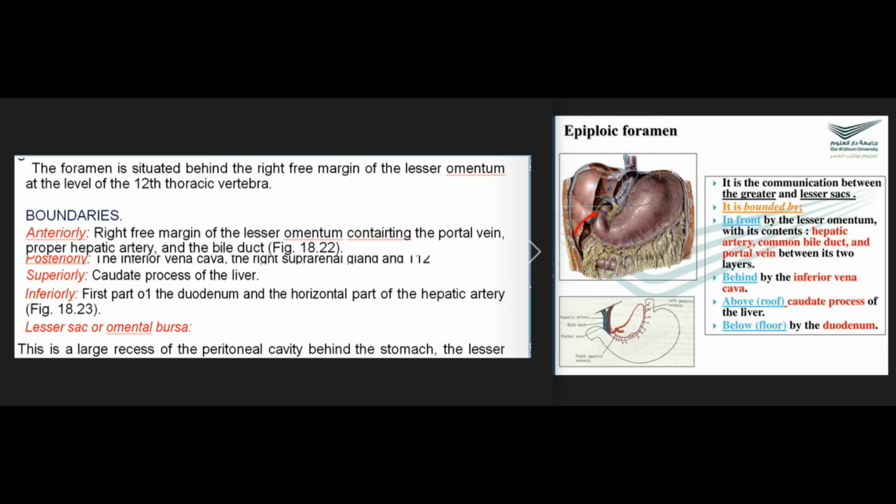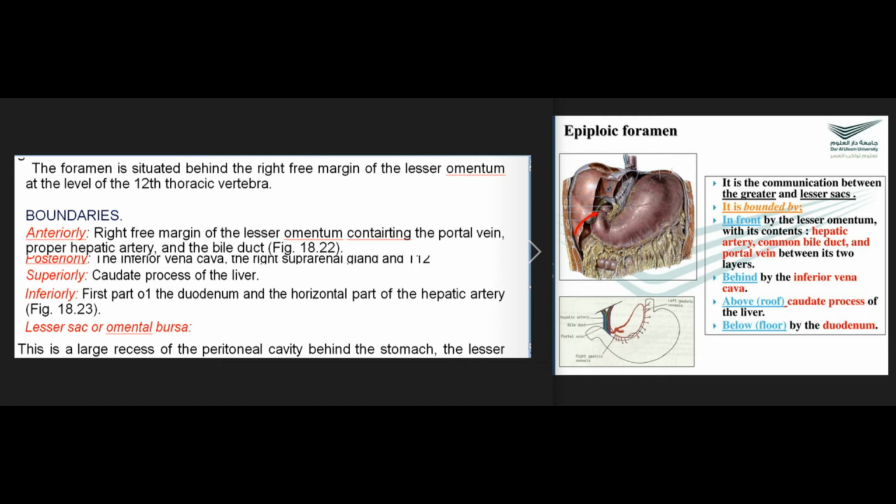Boundaries. Anteriorly, right free margin of the lesser omentum containing the portal vein, proper hepatic artery, and the bile duct. Posteriorly, the inferior vena cava, the right suprarenal gland, and T12. Superiorly, caudate process of the liver. Inferiorly, first part of the duodenum and the horizontal part of the hepatic artery.